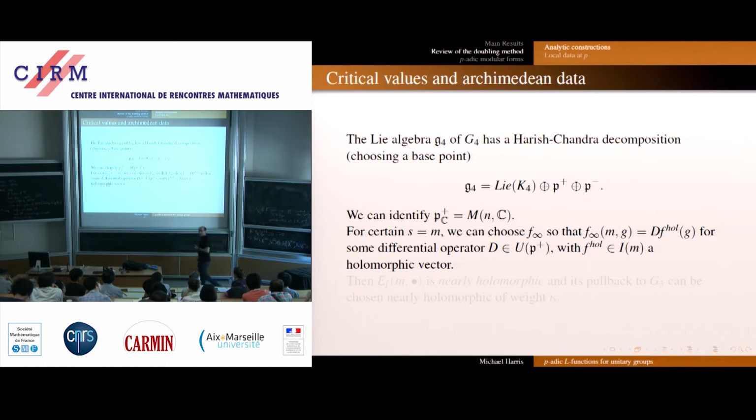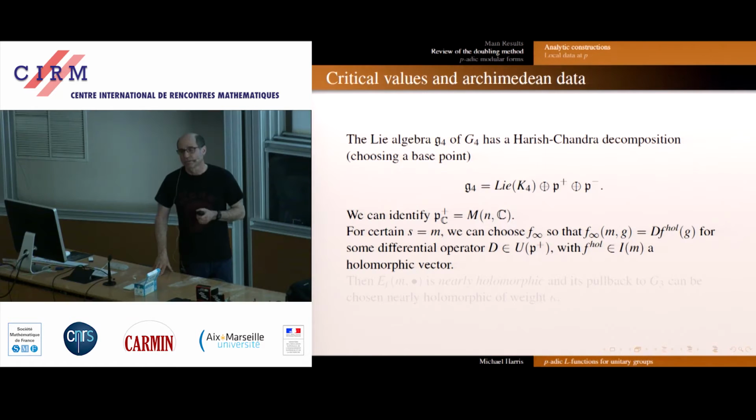The data of chi contains the critical value. So what is classical? Classical could mean that chi is an actual algebraic Hecke character and pi prime is an actual automorphic representation. But we have a more restricted version of this.